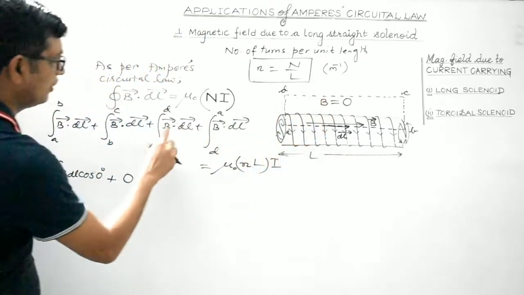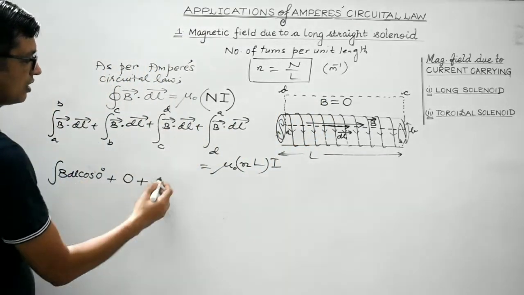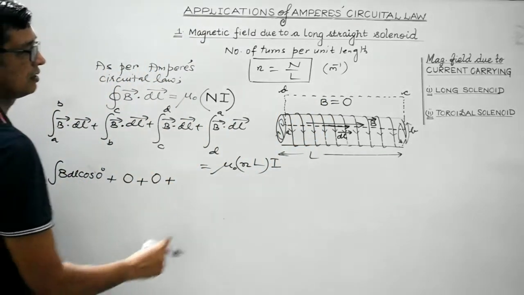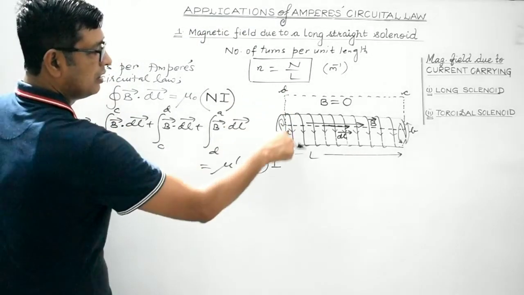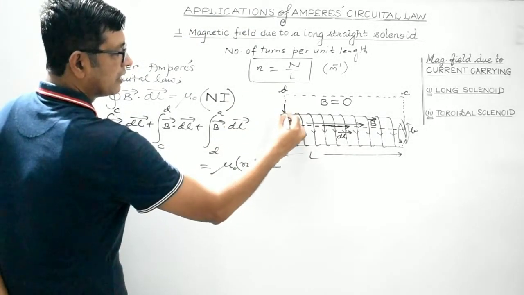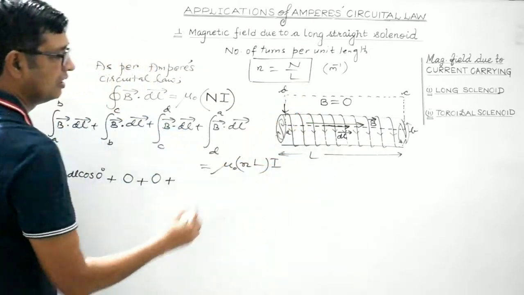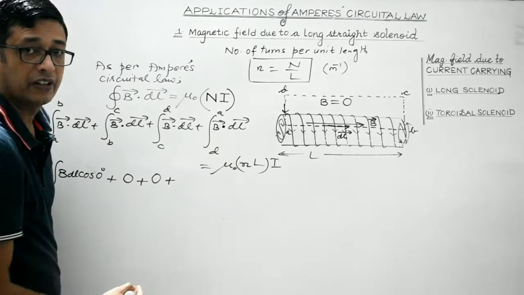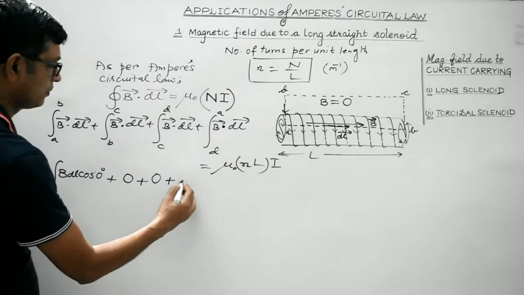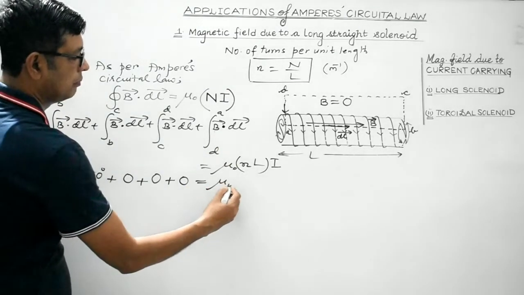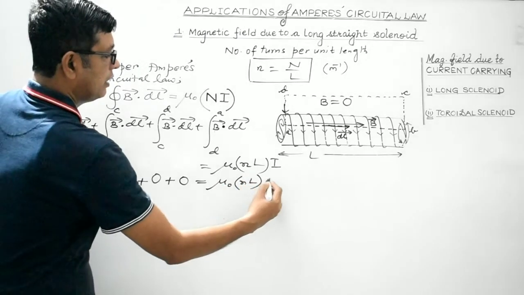Therefore, since the magnetic field is 0 over here, this will also not contribute anything. Plus, consider this one, D to A. Here again, the dl vector is directed along this and the field line will be directed along this, so the angle between them is 90 degrees. The scalar product of two perpendicular vectors is 0, cos 90 being 0. So it will be mu naught n L I.